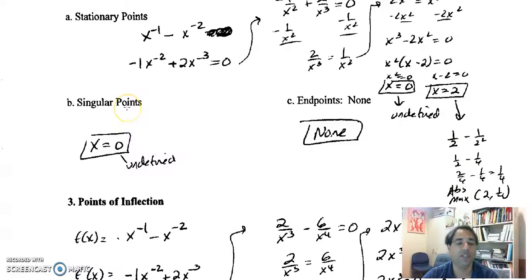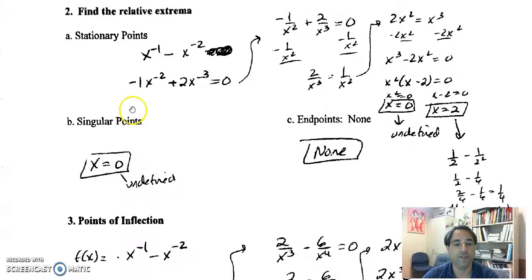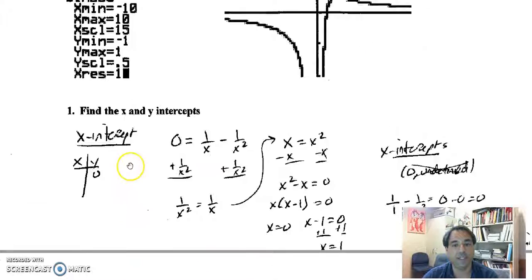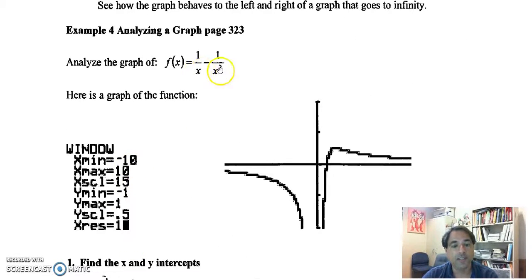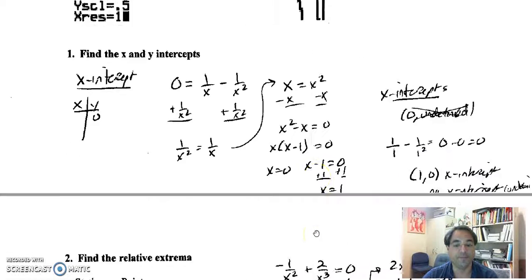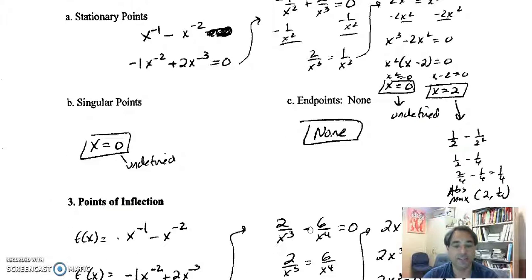Now for singular point, it's where the derivative is undefined. So remember, the derivative is negative 1 over x squared plus 2 over x to the third. Well, if I plug in 0, it would be undefined. But if you go to the original and plug in 0, again, it would be undefined. Something's going on here, and that's what we'll research soon. So there are no singular points. Endpoints would be the domain. No domain was given, so there's none. So as far as extrema, we found (2, 1/4). That would be an absolute max.